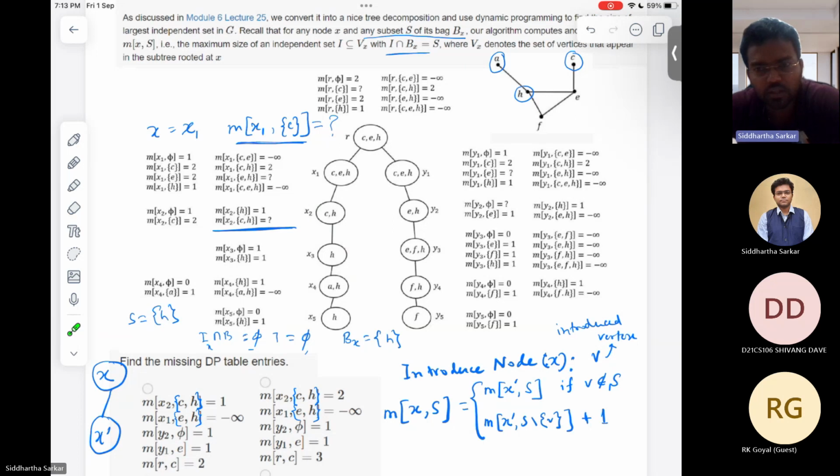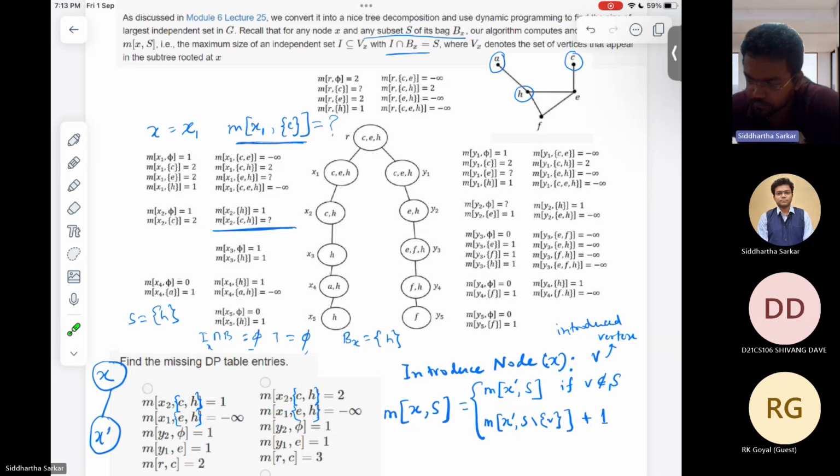So are you convinced that the extra vertex is actually C? Okay, you got the point. Good. Fine. So now we have already seen an example of an introduced node. Now let's move to the next one. So the next one is also an introduced node.